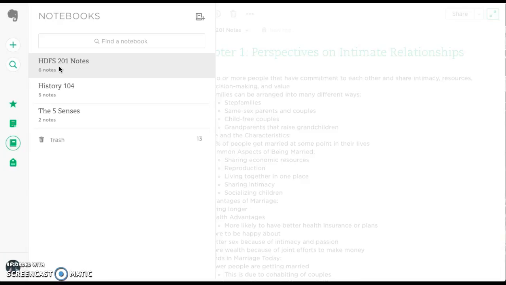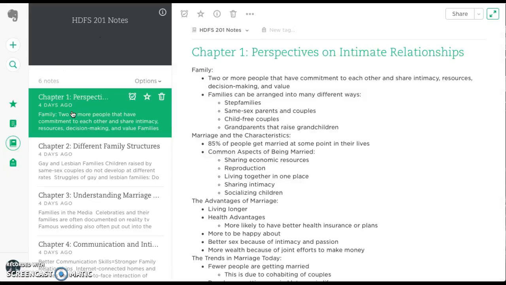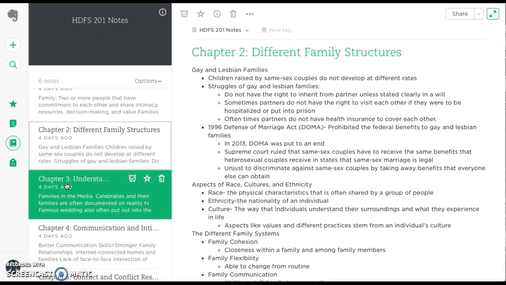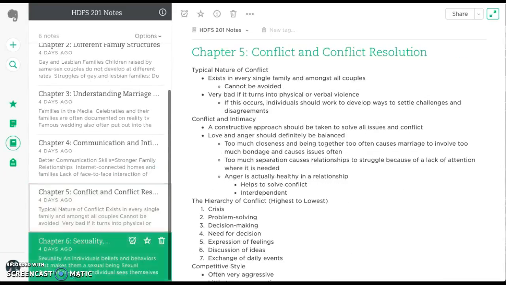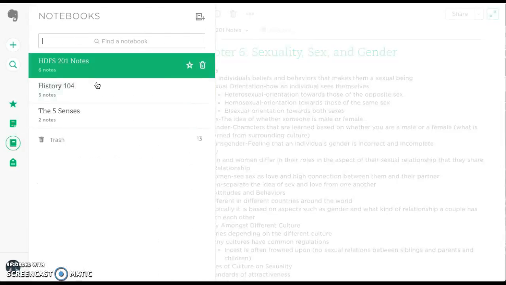So my first notebook I made was my HDFS 201 notebook. And in this notebook, I have 6 notes. It's just basically notes I've taken over the first couple chapters of class. So I have chapter 1, chapter 2, chapter 3, chapter 4, chapter 5, and then I also have chapter 6. So it's just a way that keeps me organized so that I know that I have all of my stuff in one place. And so I don't have to worry about it in like an actual notebook.